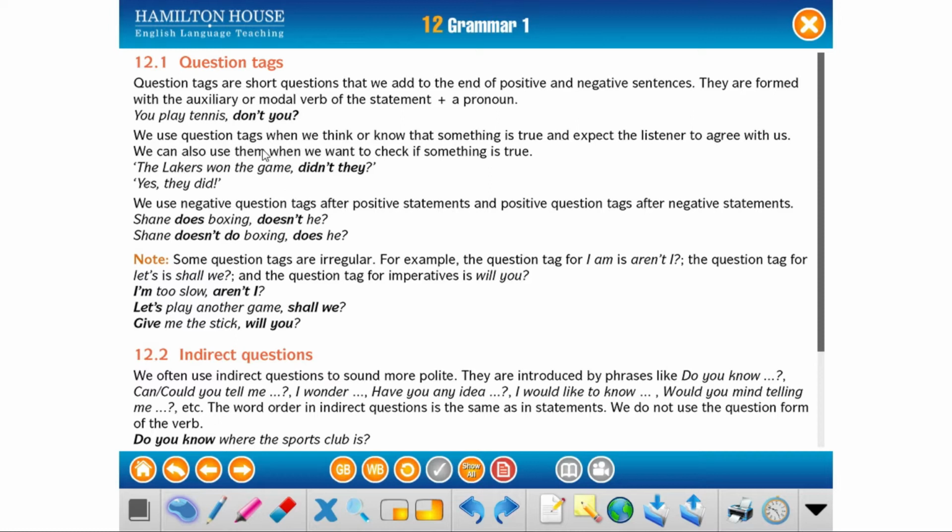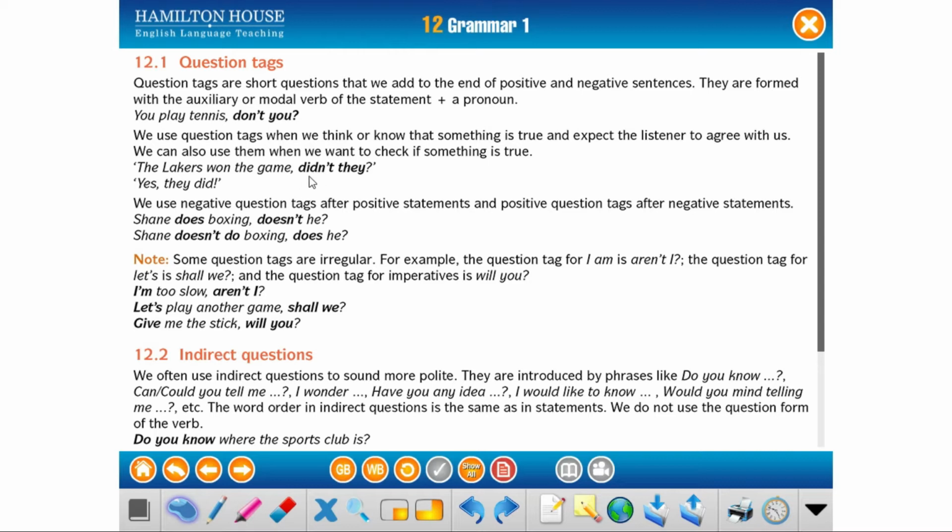Okay, so we use a question tag when we think or know that something is true and expect the listener to agree with us. We can also use them when we want to check if something is true. The Lakers won the game, didn't they? The Lakers won the game. This sentence is in past simple. What's the auxiliary for the past simple? Did. As this sentence is in affirmative, we write the question tag in negative.